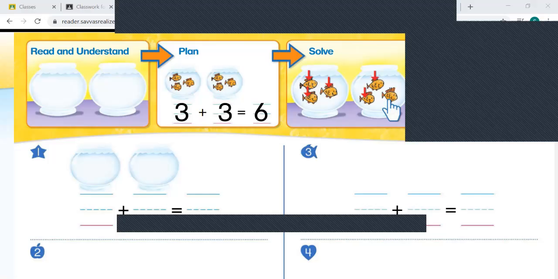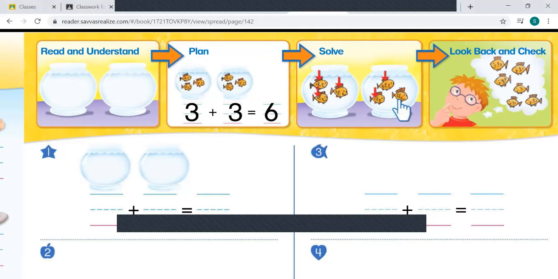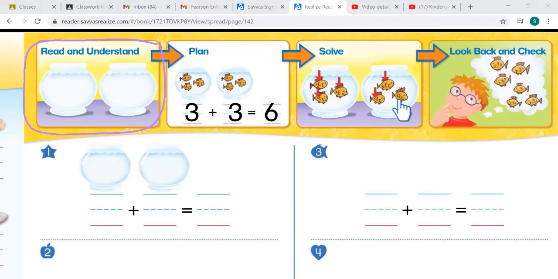All right, let's look at our first box over here. Let's look right here. Yusuf sees 3 fish in one bowl and 3 fish in another bowl. How many fish did he see altogether? So what are we trying to find out? We're trying to find out how many fish Yusuf sees altogether.